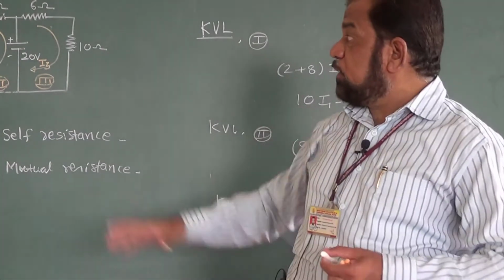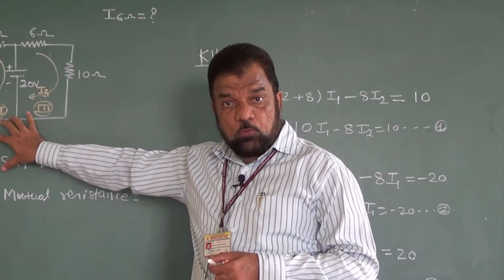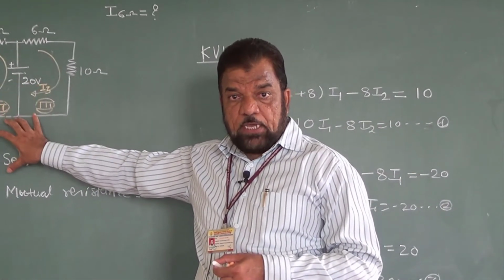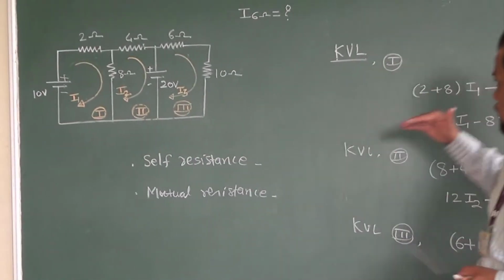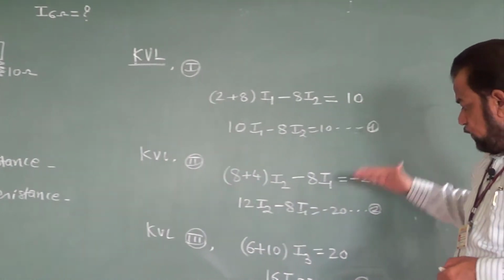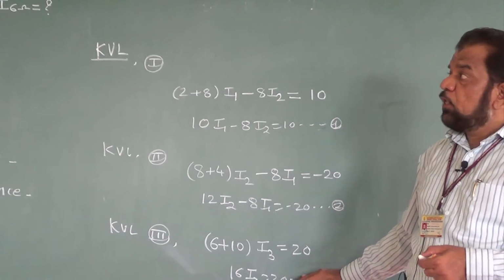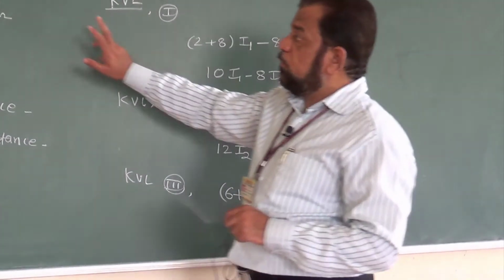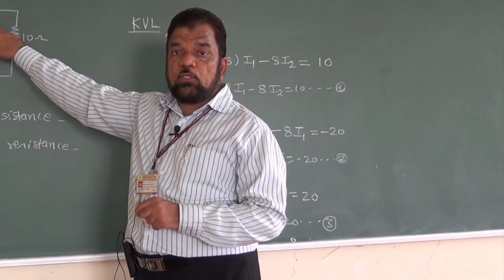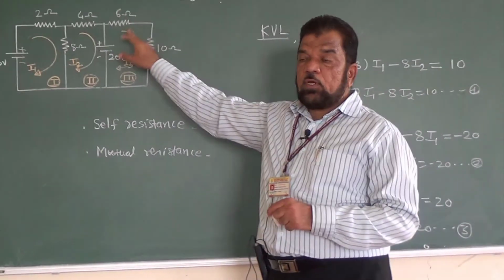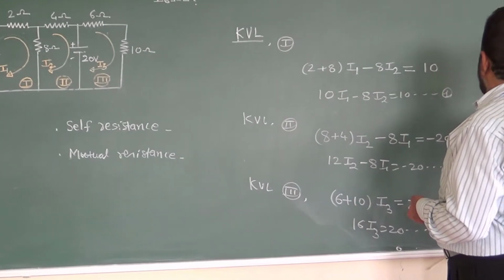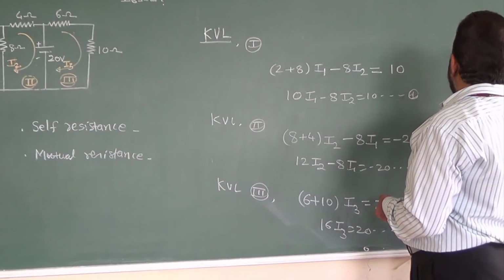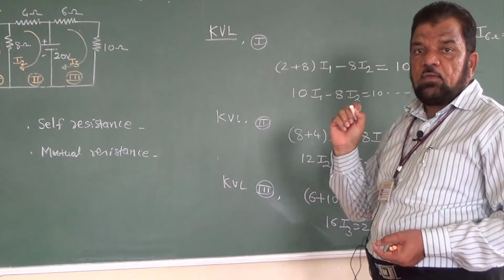That means for the given circuit, we have 3 loops. So by using the mesh current method, we got 3 equations: equation number 1, 2 and 3. Now when we are solving these 3 equations, our problem statement is to find the current flowing through the 6 ohm. If you look at the circuit, I6 ohm is nothing but I3.